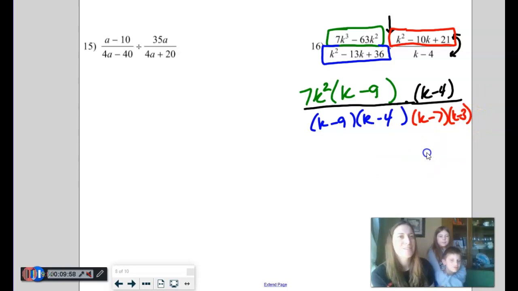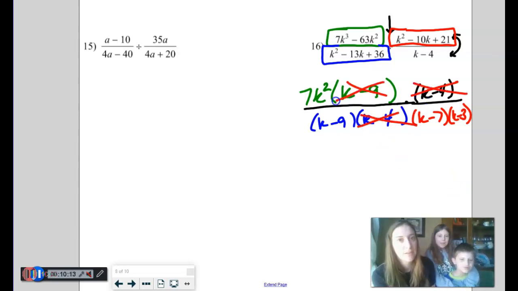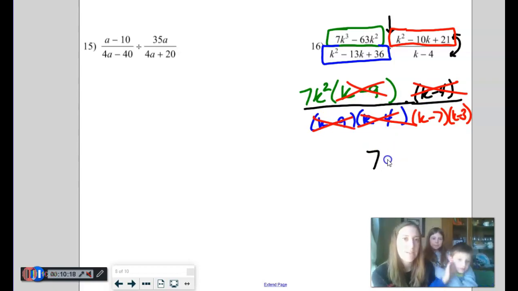All right, guys, here's the fun part. Tell me what you see at the top and bottom. What shows up at the top and bottom? What do you see? K minus 4, k minus 9. And I think that's it. All right, so you still have a 7k squared up in the numerator.